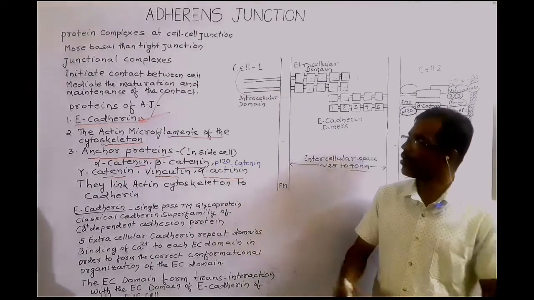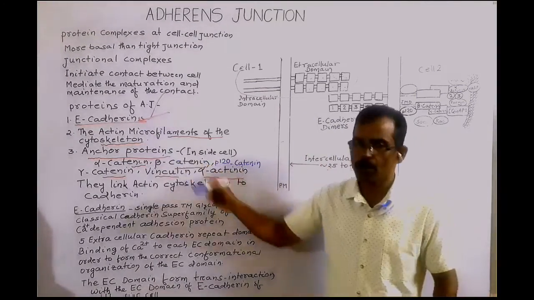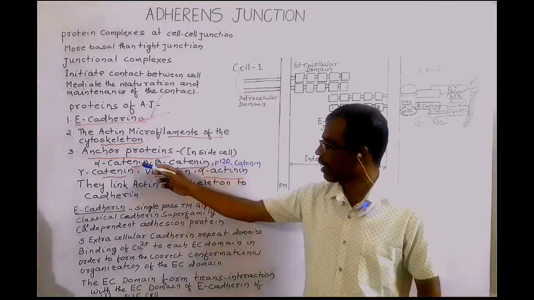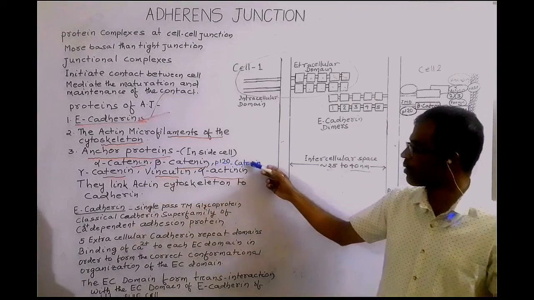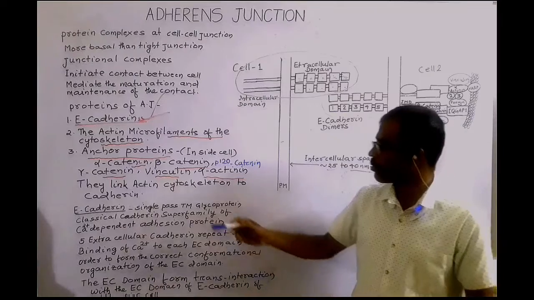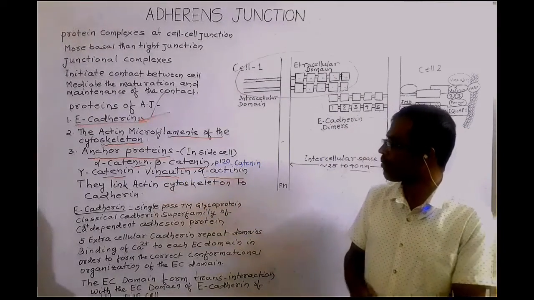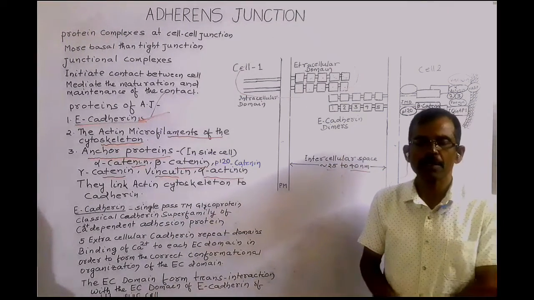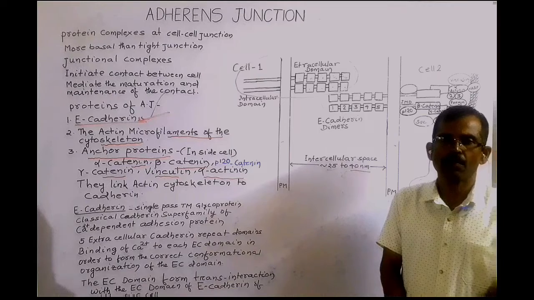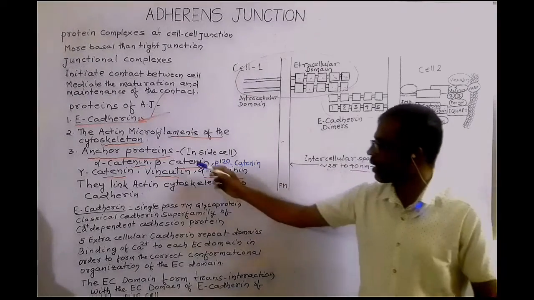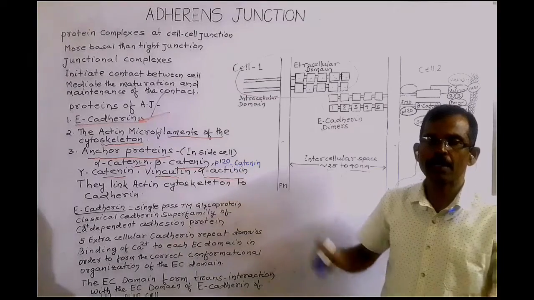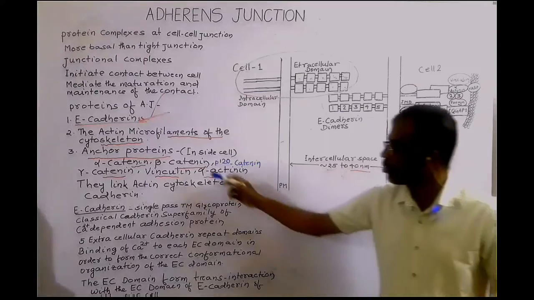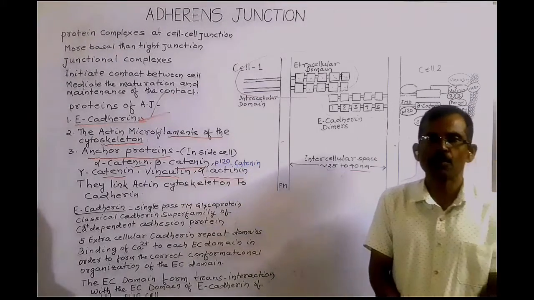The third component of adherens junction is anchor proteins. Anchor proteins include different types of catenins like alpha catenin, beta catenin, P120 catenin and other proteins like vinculin and alpha actinin. Alpha catenin, beta catenin and P120 catenin are the members of catenin family. Beta catenin and P120 catenin are the key regulators of E-cadherin. Both are armadillo repeat domain proteins.